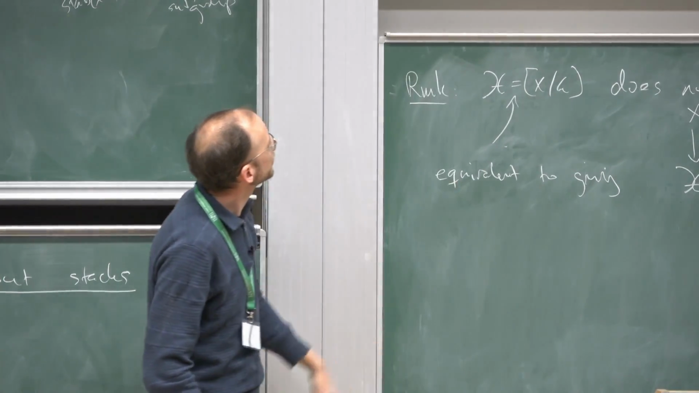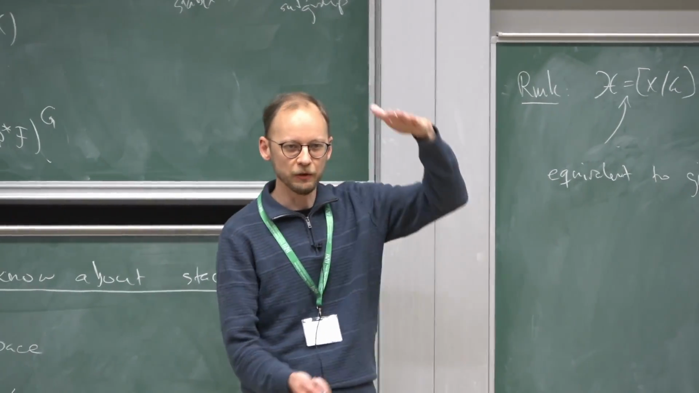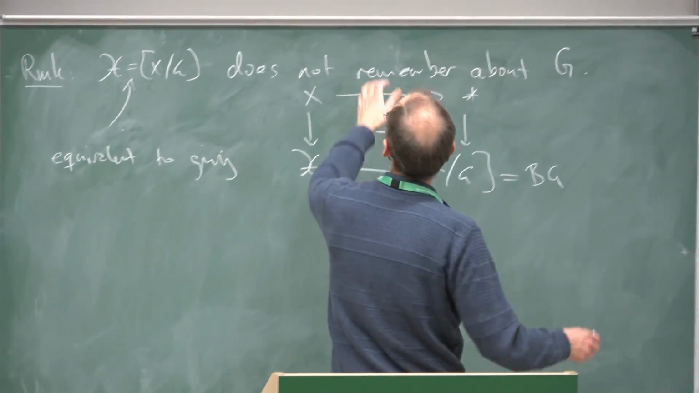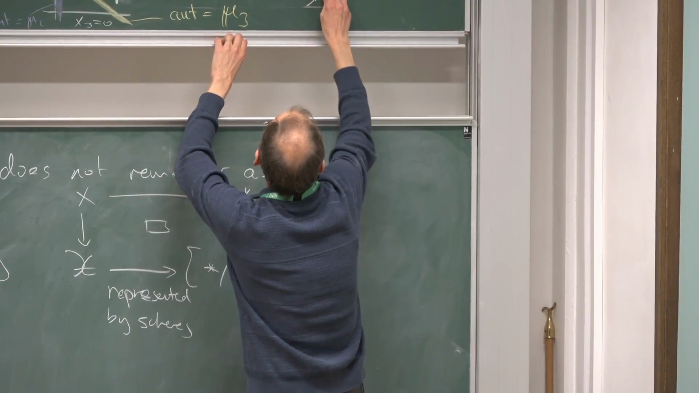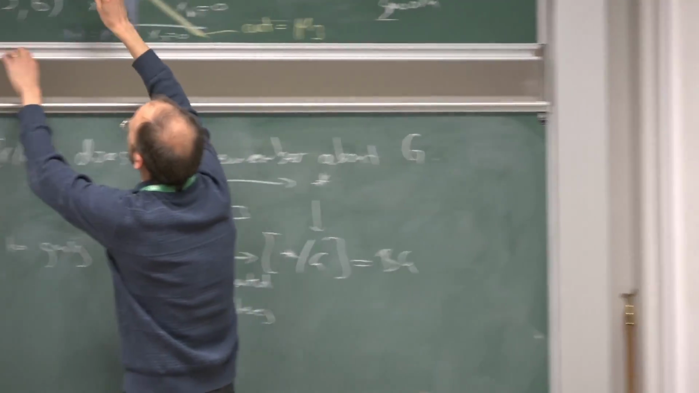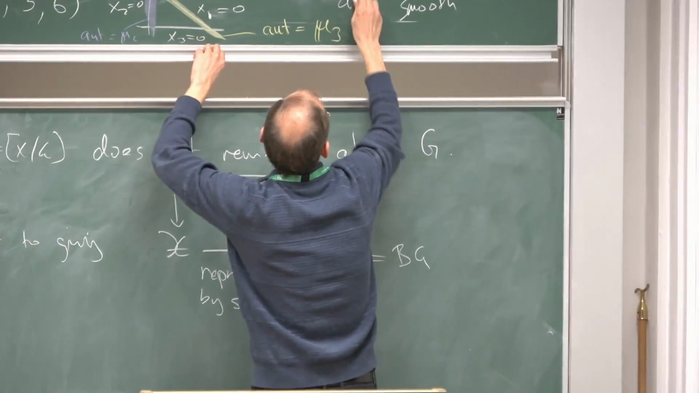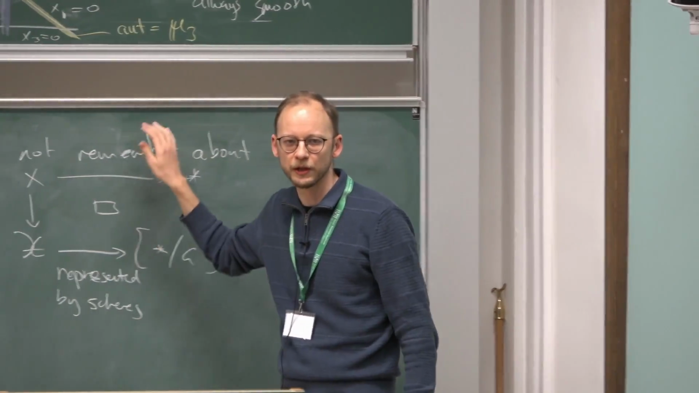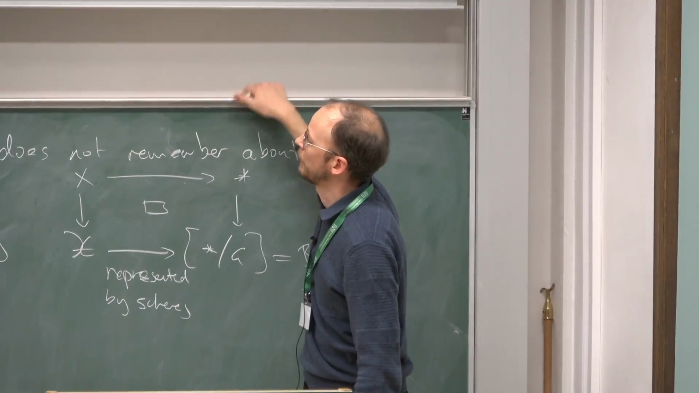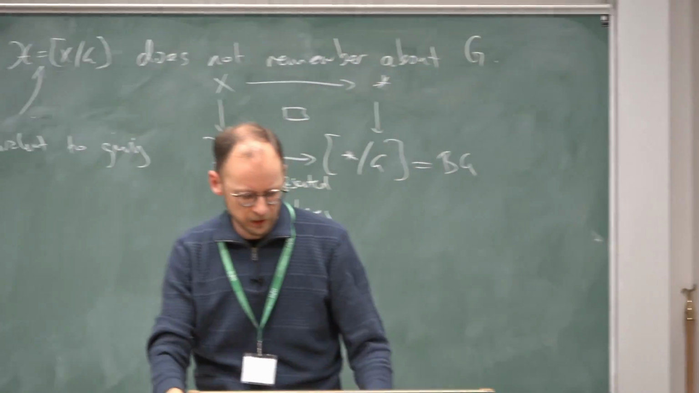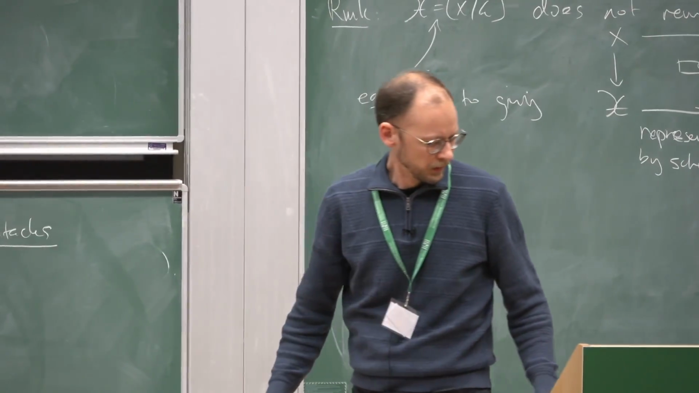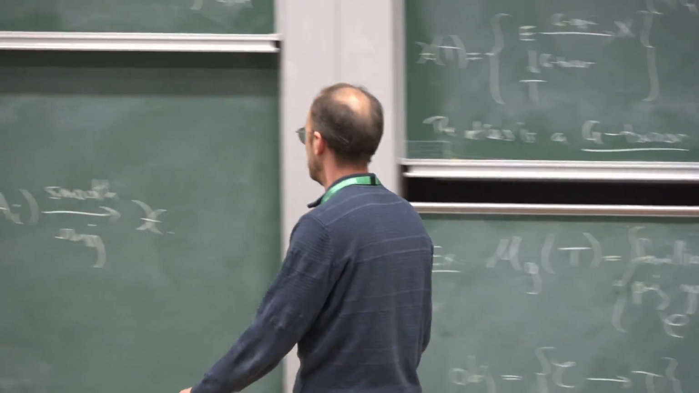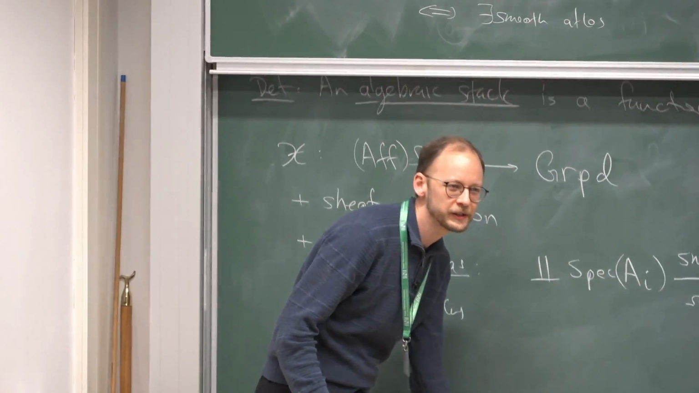So the usual weighted projective space is going to be the coarse space of this stack. So this stack is smooth. It's always smooth, because it's a quotient of a smooth scheme by a group, and such quotient stacks are always smooth.